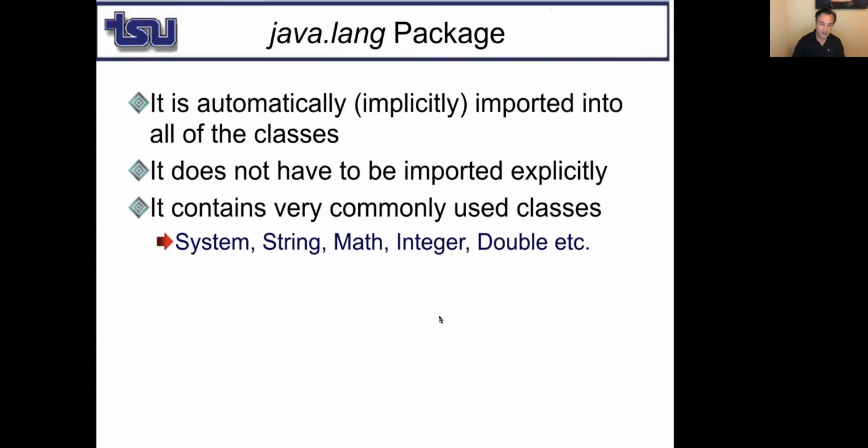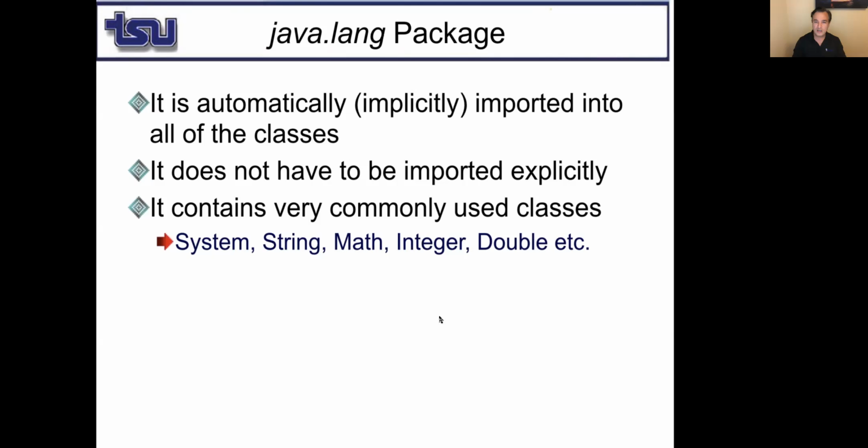We have seen some packages so far. Particularly, we have seen the java.lang package. The java.lang package was the default package. It is automatically imported in all classes in Java. Therefore, you don't have to explicitly import it, even though if you import explicitly, it does not hurt. It contains very commonly used classes. We have seen System, String, Math, Integer, Double.